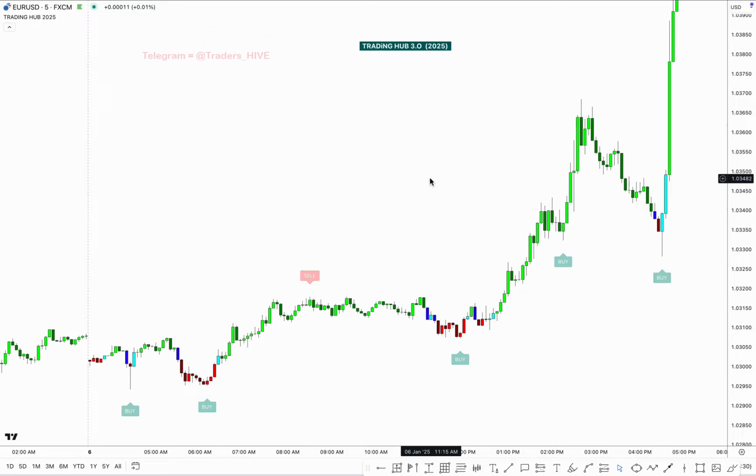For example, the Trading Hub indicator follows structure, liquidity and inducement. Basically, these are a combination of three components. Firstly, structure, and following the structure, the market gives a liquidity, taking out the inducement. Then this indicator will give you the buy and sell setup.